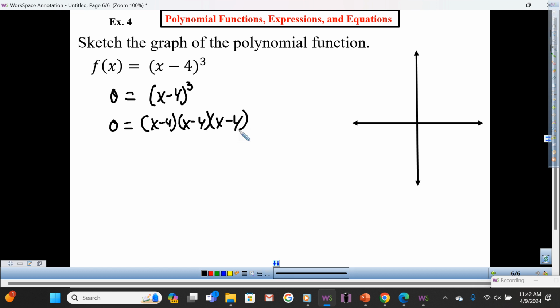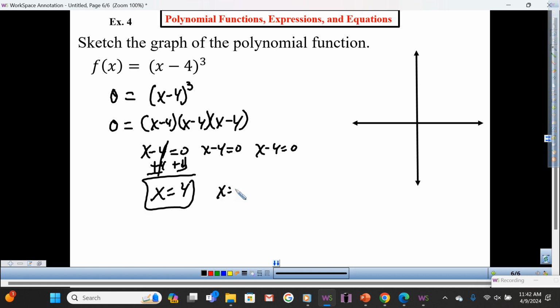Next. All of them equal to 0. X minus 4 equals 0. X minus 4 equals 0. X minus 4 equals 0. So this is plus 4, plus 4. X equals 4. That's going to be for all of these. All right. So we got 4.